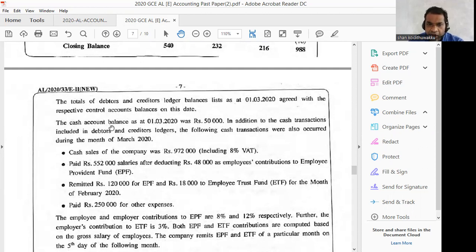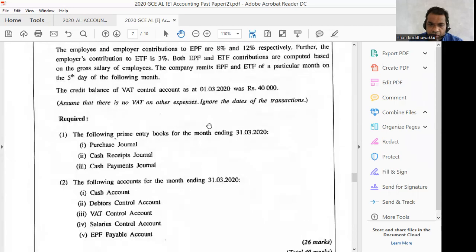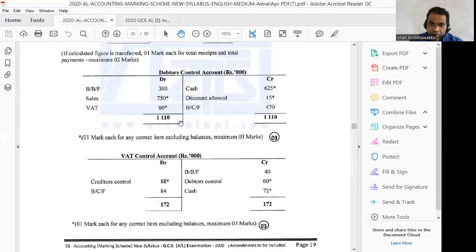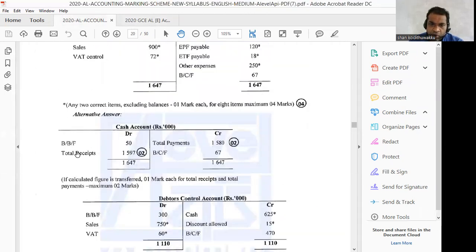The cash account balance as at 1st March 2020 was 50,000. In addition to the cash transactions included in debtors and creditors ledger, the following cash transactions also occurred. We can first record the 50,000 opening balance in the cash account. In the cash account, we can mention brought forward balance 50.